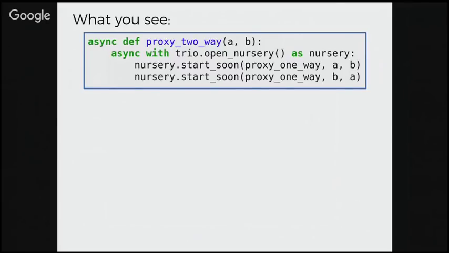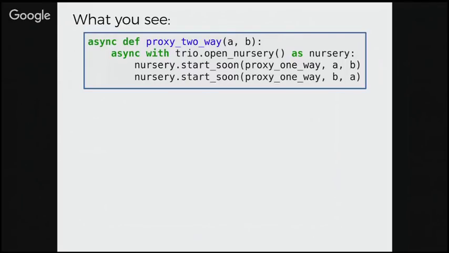So this is our thing, our two-way proxy. The way it works is it calls two copies of the one-way proxy function at the same time, right? So you get those two loops going at once. It has this sort of funny thing it does. It says async with trio.open_nursery as nursery. So it creates this with block, and it pulls out this object that's attached to it. And then it says, in that nursery, start these two tasks.